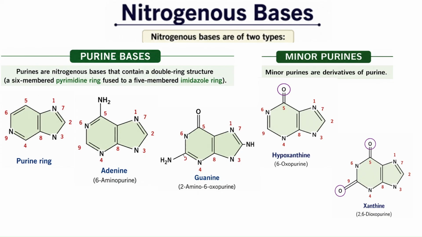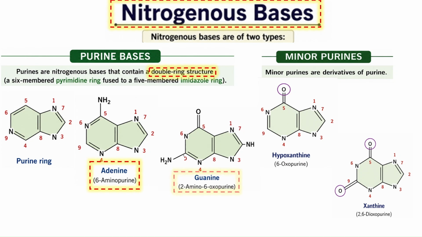Now next, coming to the nitrogenous bases. The nitrogenous bases are of two types: purine bases and pyrimidine bases. First, we will be talking about the purine bases. The purines have a double ring structure, a 6-membered pyrimidine ring fused to a 5-membered imidazole ring. The main purines are adenine and guanine, whereas minor purines include hypoxanthine and xanthine. A very easy memory tip here is that purines are larger because they contain 2 rings. So if you see a 2 ring structure, you can consider it a purine.